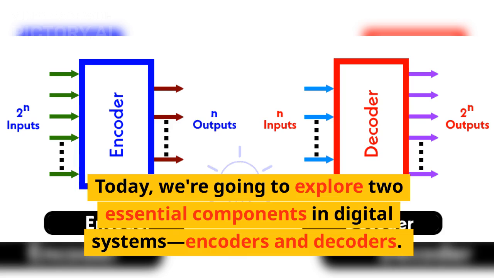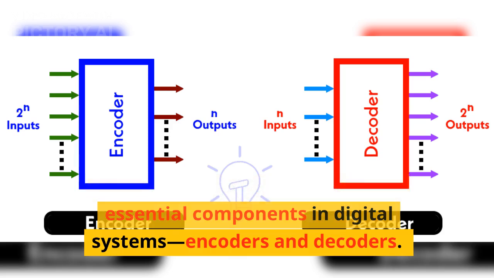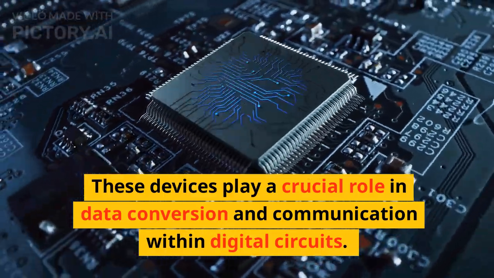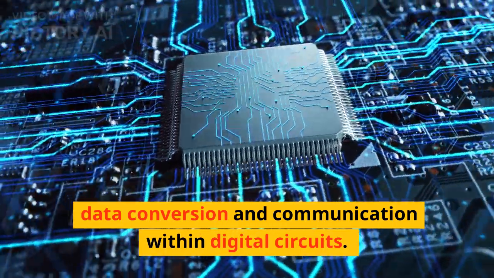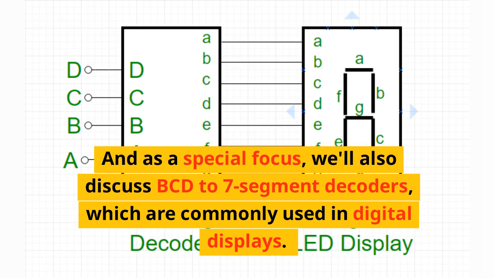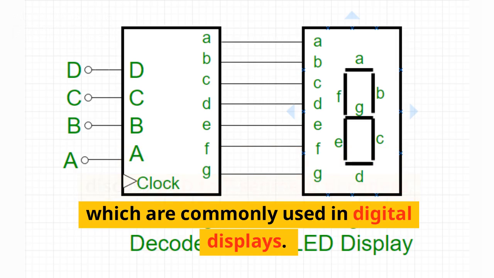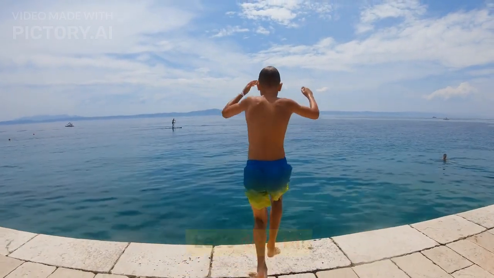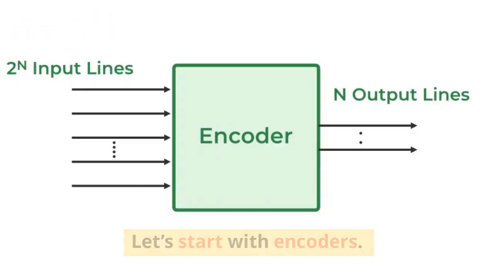Today, we're going to explore two essential components in digital systems, encoders and decoders. These devices play a crucial role in data conversion and communication within digital circuits. And as a special focus, we'll also discuss BCD to 7-segment decoders, which are commonly used in digital displays. Let's dive in. Let's start with encoders.